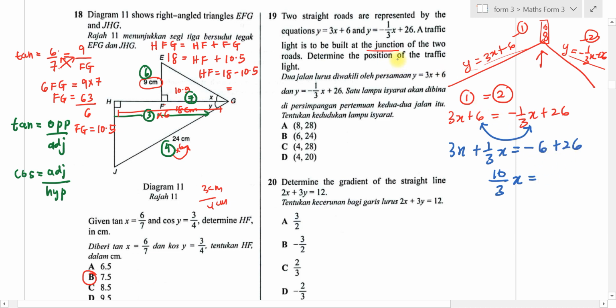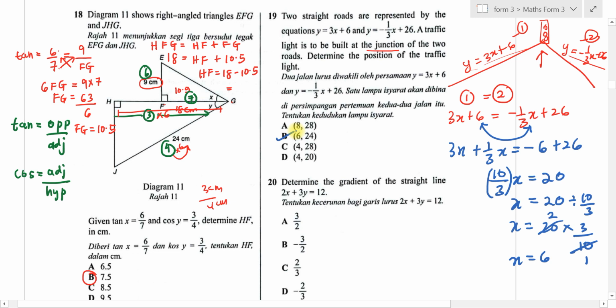Correct, what I write? Okay, all right. 10 over 3x equals 20. So x equals 20 divided by 10 over 3, because you are multiplying by 10 over 3, so bring it over and divide. Then use your calculator to solve. Okay, so your x equals 6. So from there we get the answer.